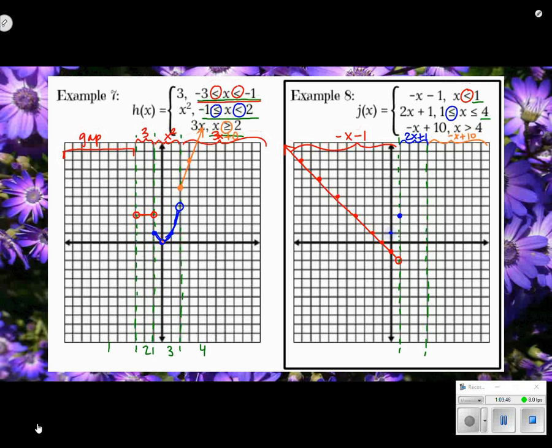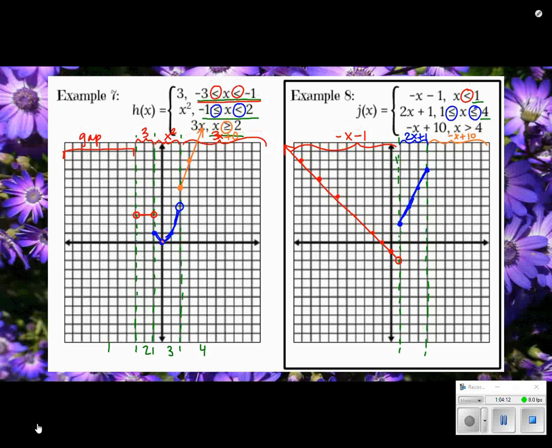I wish I had a small eraser. So that means that I am at 2, 1 with a closed circle. And then I'm going to keep going up 2, right 1, up 2, right 1, up 2, right 1. I can graph on that other green line with a closed circle as well. So there is my linear function, that piece.